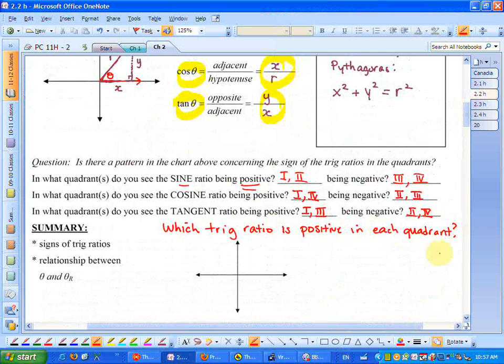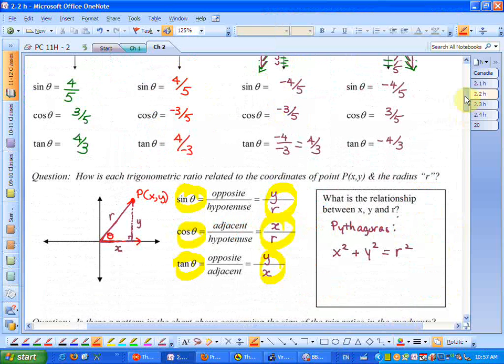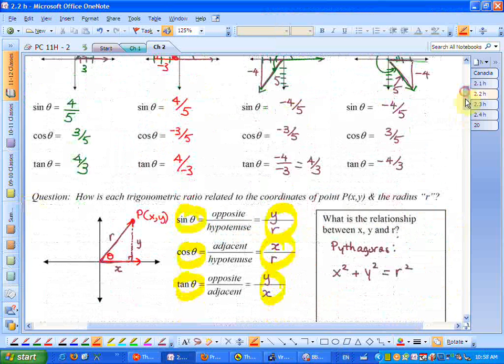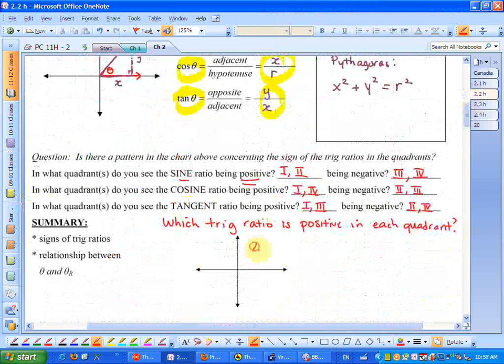Look at the first quadrant. In the first quadrant, let's look back at your chart from above. Look at all the ratios. Are they all positive? You bet. So I'm going to call this ALL. All of them are positive in quadrant number 1.